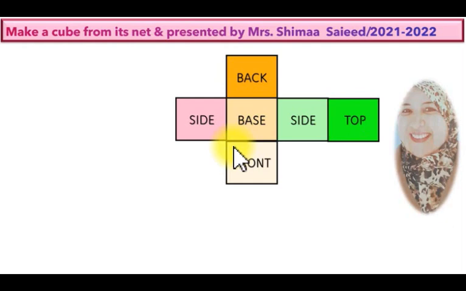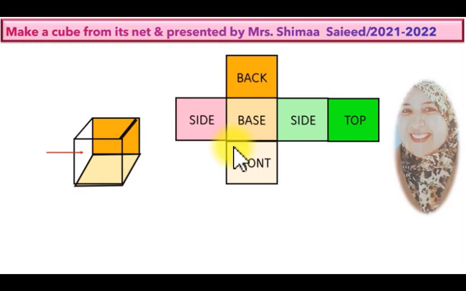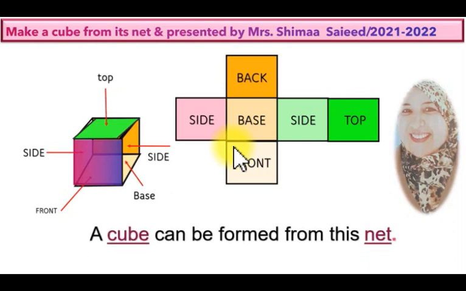Let's fold this 2D shape to form a 3D shape with this cube. This is the base and the back. This is the front. And we have 2 sides. After that, the top of the cube. Side, another side. This is back and the front. The base and the top. Now when we folded this net, we have a cube. A cube can be formed from this net. We have 11 nets that can form a cube.